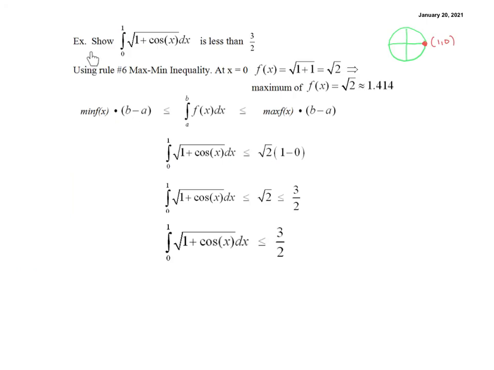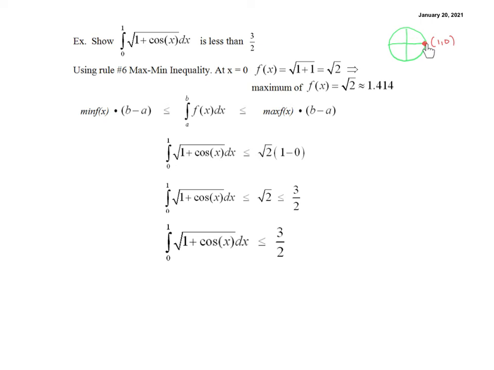In this example, we're asked to show that the integral from 0 to 1 of the square root of 1 plus cosine of x dx is less than 3/2. So we're going to use the max-min inequality rule. If we plug in a 0 for x, that is the maximum value cosine can get, because the cosine of 0 is 1.